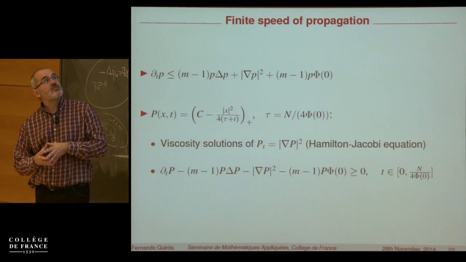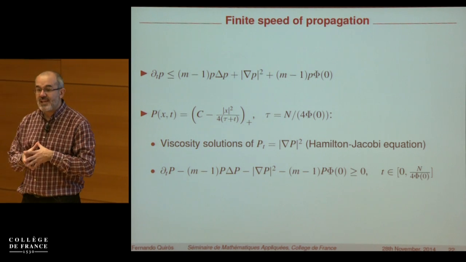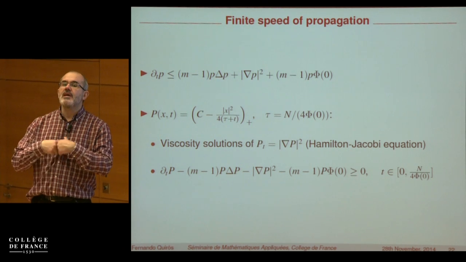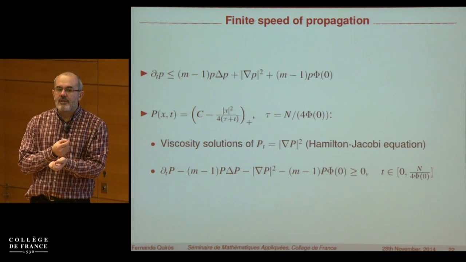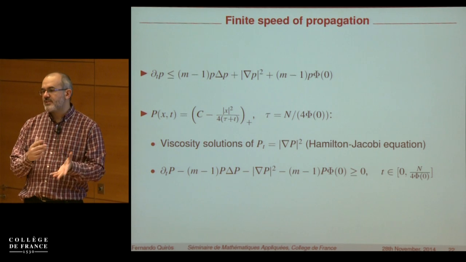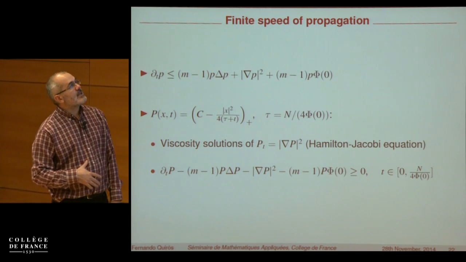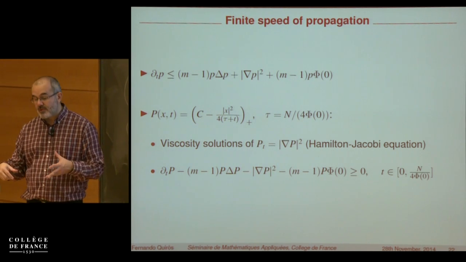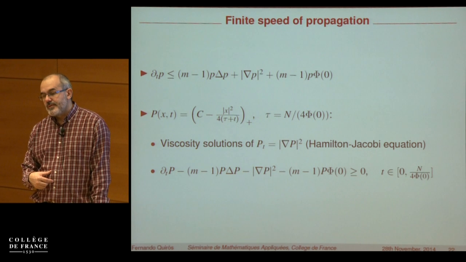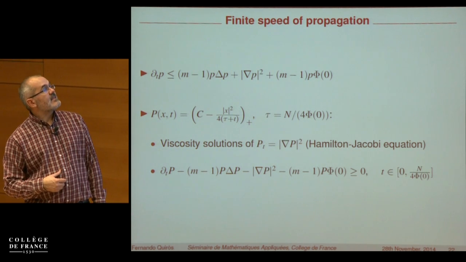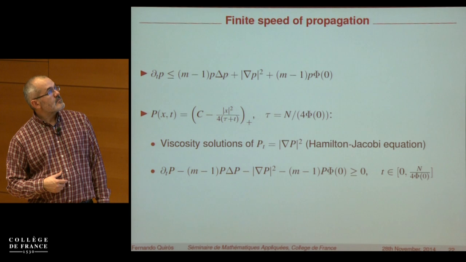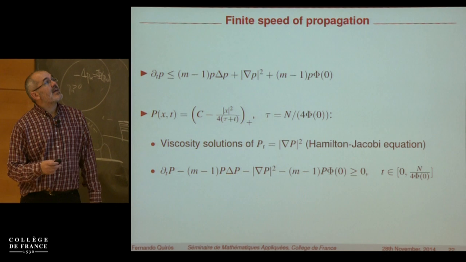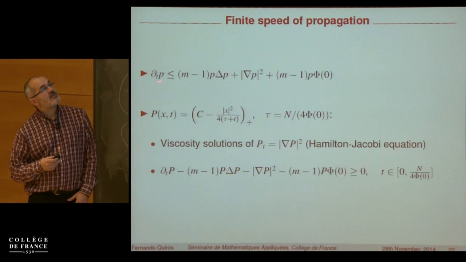Let me talk about another issue, and it's proving the finite speed of propagation for this equation. You would like to know that you really have a free boundary, separating the region where P is positive from the region where it is not. And then the thing is that we prove that if the initial data have a compactly supported pressure, then this will also be the case for any later time.